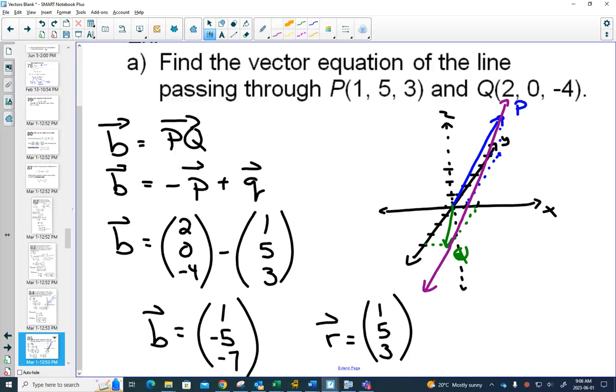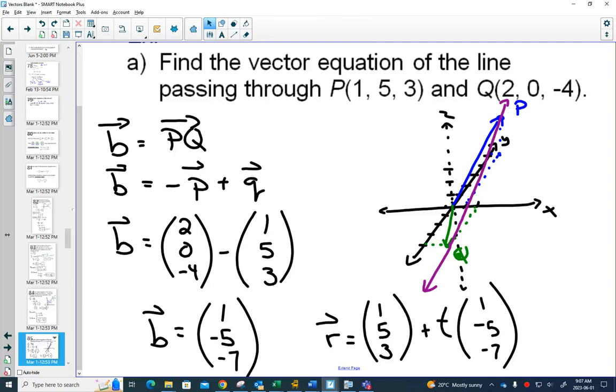I don't like Q anymore because I made a mistake with it. So I'm going to choose P, and our direction vector (1, -5, -7). And we have just found the vector equation of the line through those 2 points. And we can do all the kind of math that we did in 2 dimensions easily in 3 dimensions.